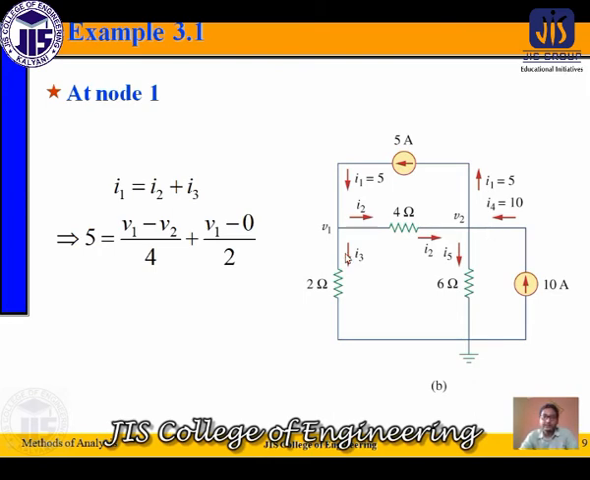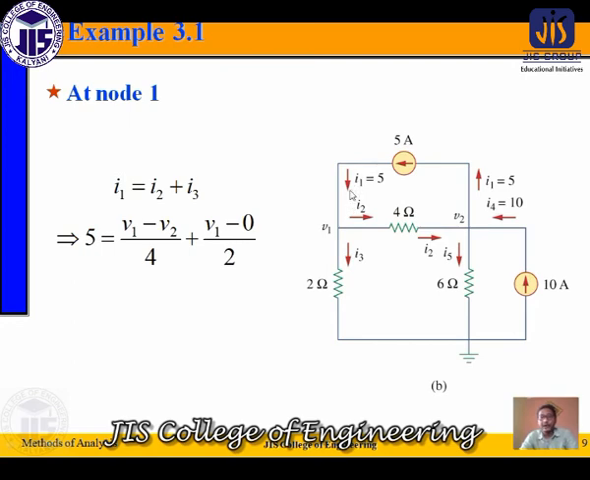Now let's consider node 1. If we consider this node 1, how many branches are there? 3 different branches are there. What are the currents for these 3 different branches? These currents are I1, I2, and I3. Now what is the KCL? We have to apply the KCL for this node because this is our non-reference node. As per KCL, we know the summation of all incoming currents is equal to the summation of all outgoing currents. What is the incoming current? That is I1. What are the outgoing currents? That is I2 and I3. So we can write I1 is equal to I2 plus I3. No problem at all. And now we have to put the values of these currents.